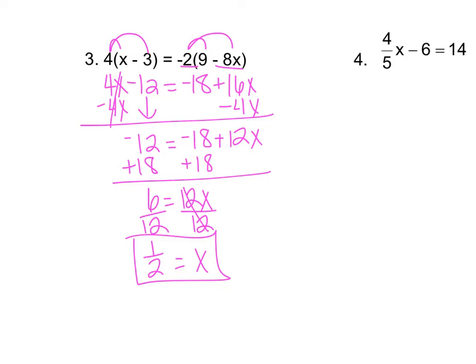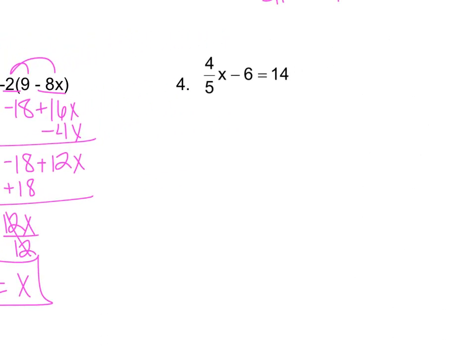All right, moving on to number 4. Notice this time we don't have parentheses. Also notice that we only have one x. We don't have x's on both sides. So we're going straight into isolating x, which means get it by itself.